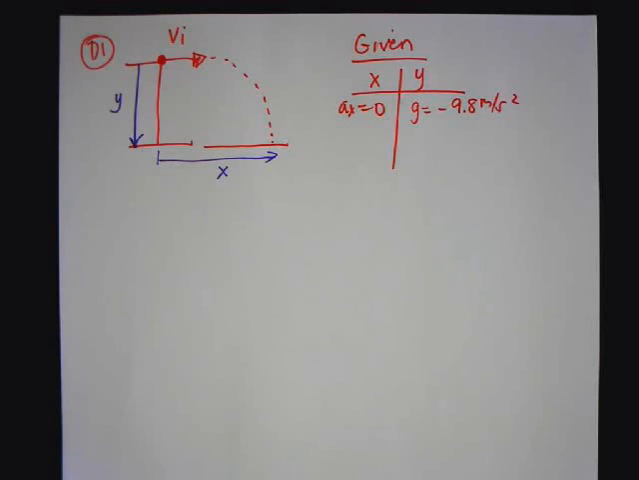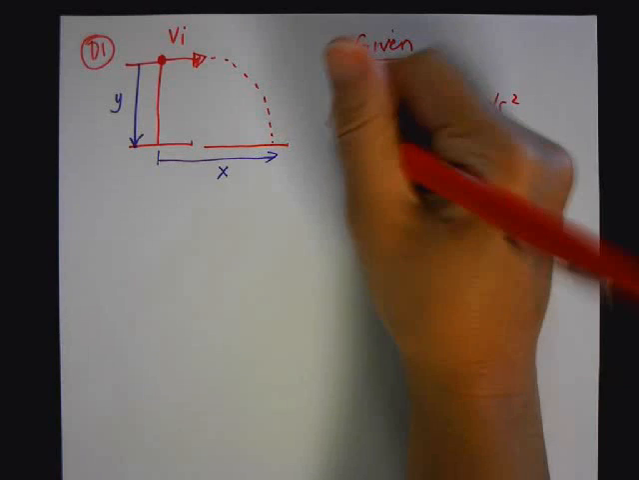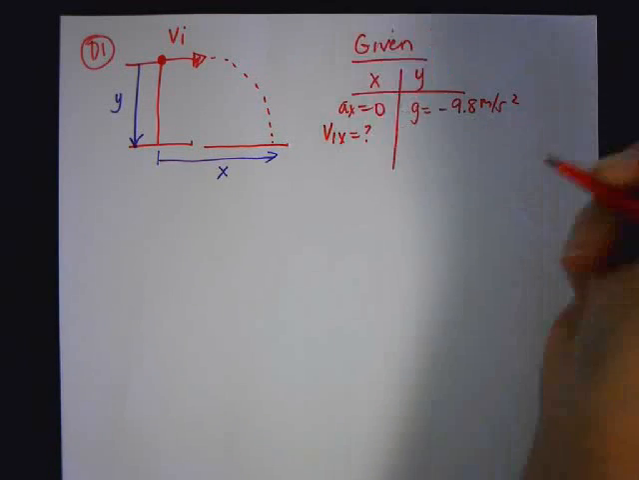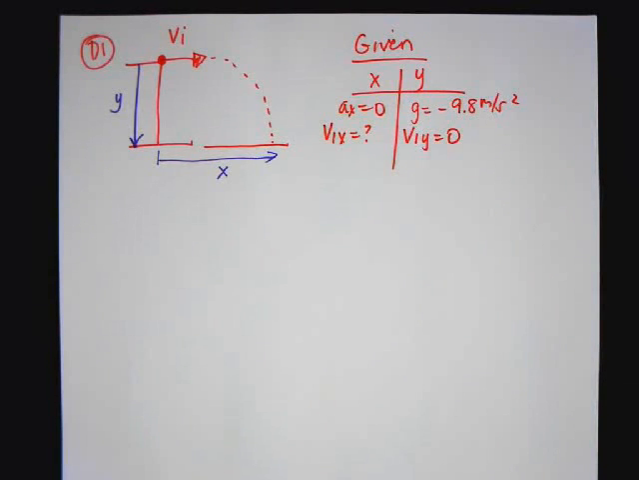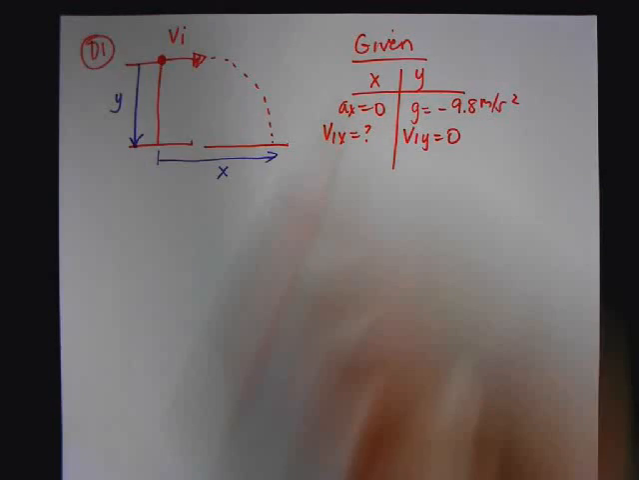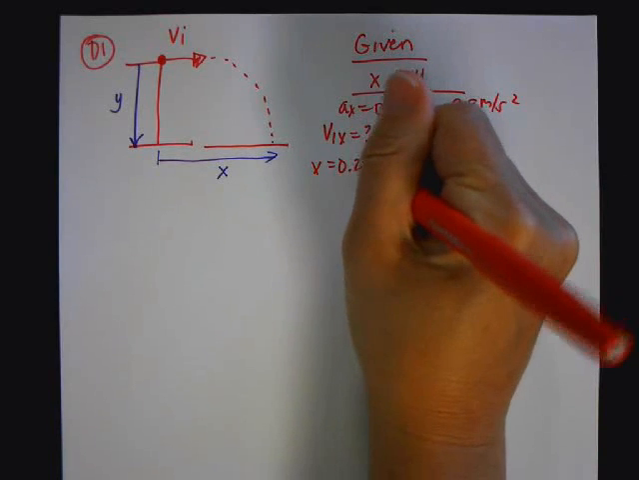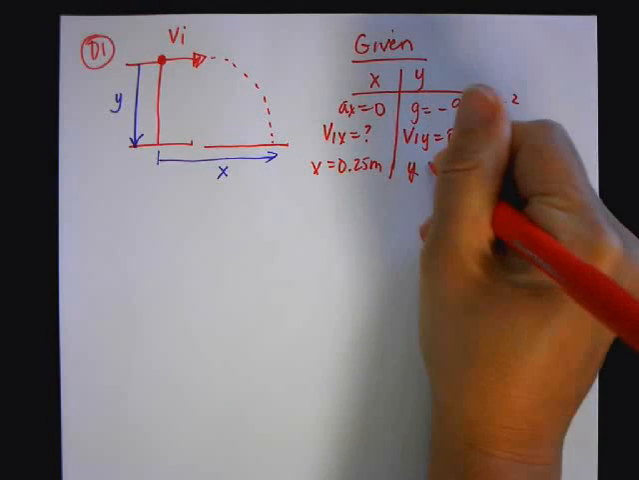The next thing I said to do is break my initial velocity up into my horizontal and vertical components. The problem is they didn't give me the initial velocity. But I do know when it rolls off like this, it's going to be initially all horizontal. So I know that Vix, I'm not sure what that is, but what I do know is that Viy is 0. That's actually something important that I need to write in my given. The next thing I'm going to say is, well, what else did they give me in the problem? They told me that x is equal to 0.25 meters, and that y is equal to negative 0.7 meters.